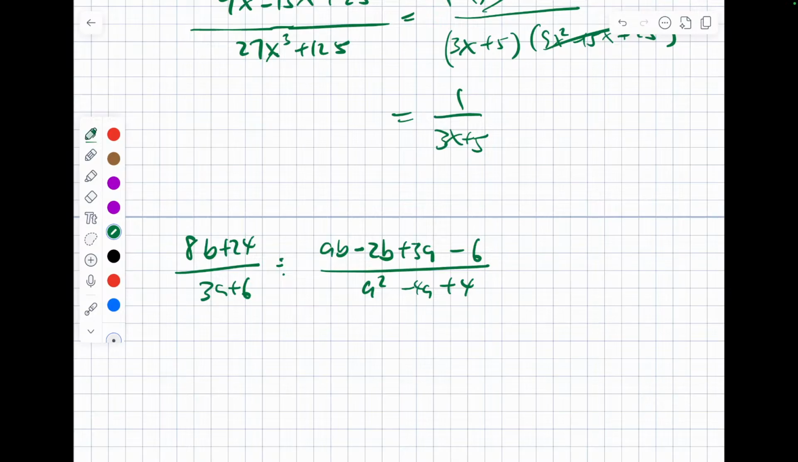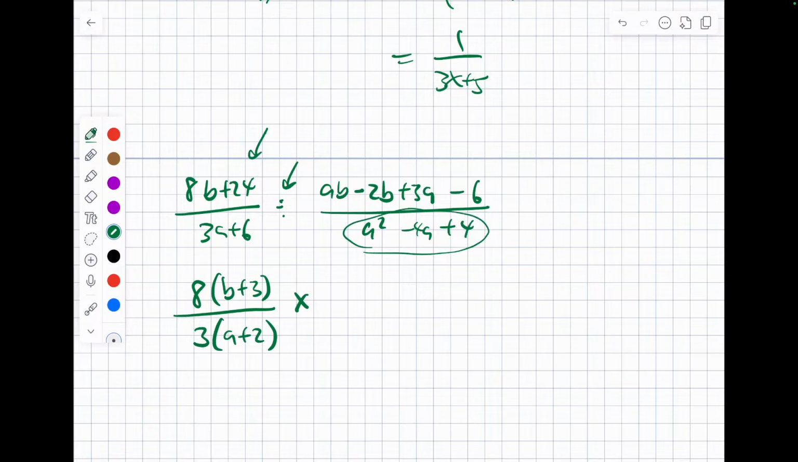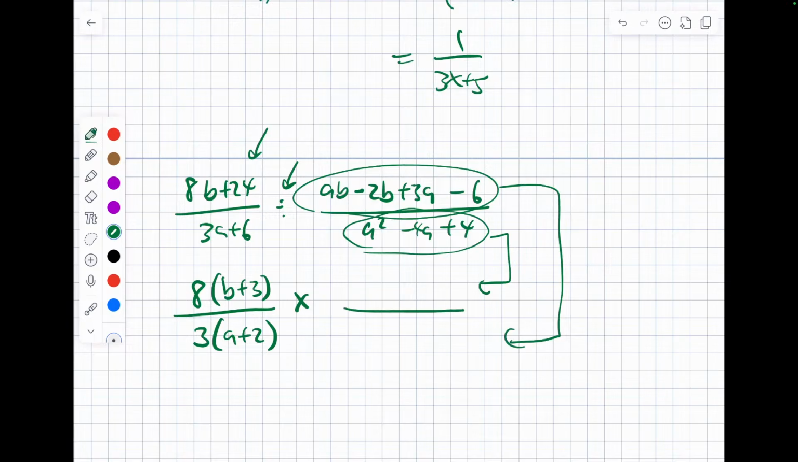Now, whenever you have a divide, I will always change it to multiplication, but I'll go ahead and factor out as much as I can here. If I factor out 8, that's going to be b plus 3. That's called GCF factoring. And this is 3 times a plus 2. Hopefully you have that already. Now, this is the division, so I will factor this because I will flip this. This one is going to go to the top and this one is going to go to the bottom. Is that okay?